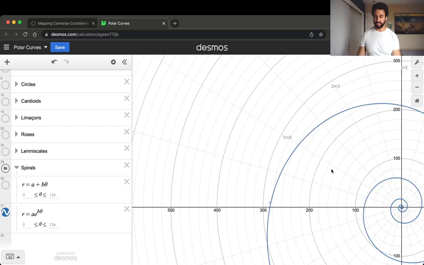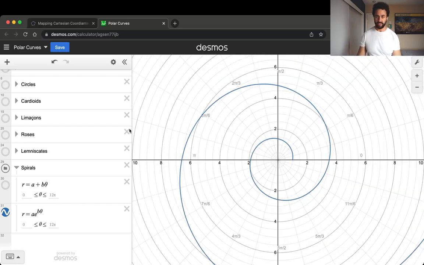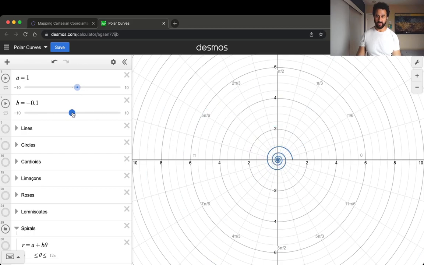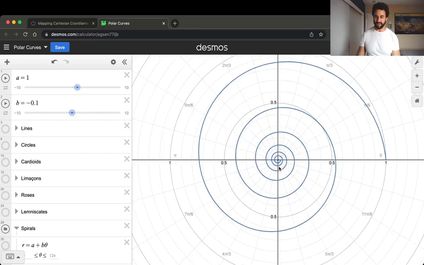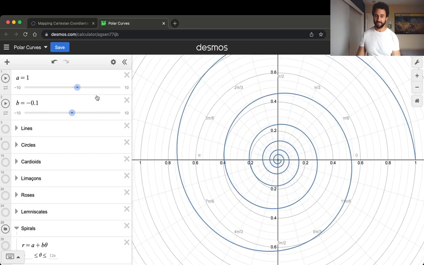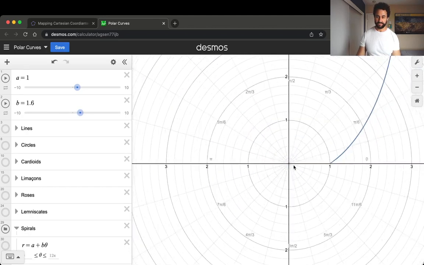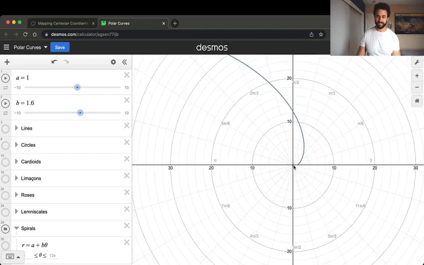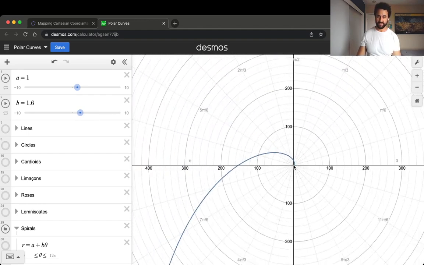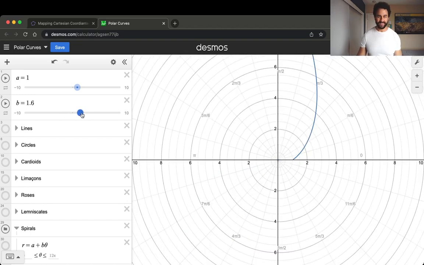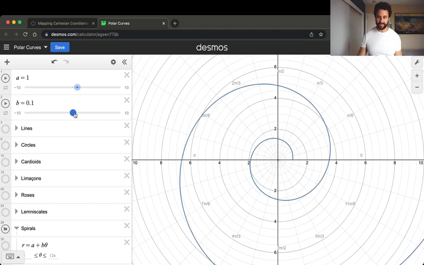So let me zoom in again. Let me go back to the home here. Let's make b negative and watch what happens. Whoop. Now we get a tight little spiral that's spiraling inward. If b is positive, it spirals outward. There you go. I'm overwhelming Desmos here. Okay, let's zoom back in. All right, let's go negative on b again.